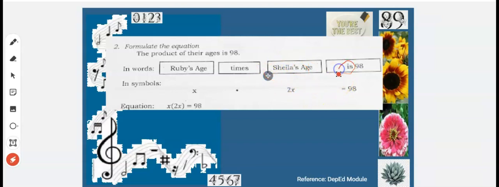Unsa ganito ang symbol para sa word nga is? Yes, ang symbol para sa word nga is kay ang equal sign. And then we copy 98. So we write equals 98 para sa box nga is 98. Ron, let's perform the operation para sa atong algebraic equation. So we say and write x times 2x is equal to 98. So we write it this way. X times 2x is equal to 98.